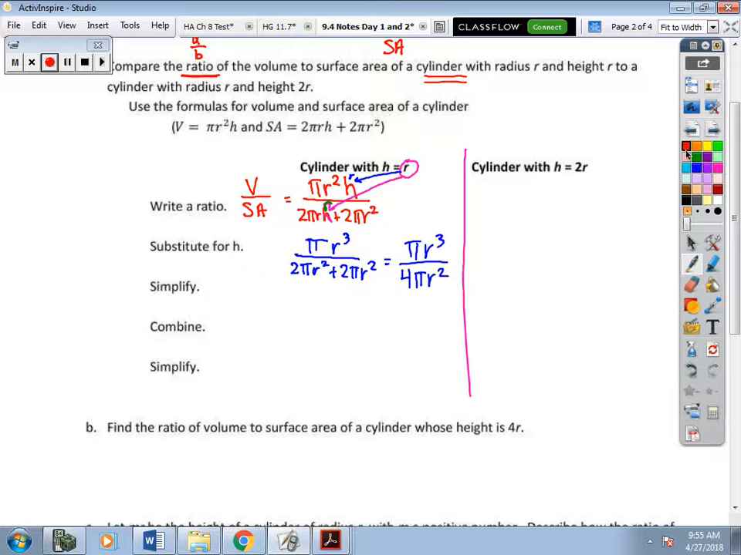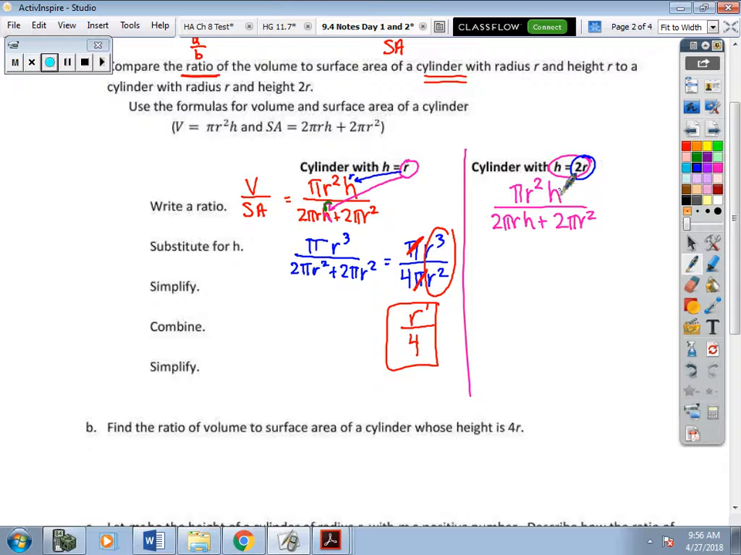And then we're going to simplify that. So the pi's will divide out. We can use our rules of exponents here. 3 minus 2 will get me 1, a positive 1, so it'll stay up top. So I will get r divided by 4. So the ratio would be the radius just being divided by 4. Now for the cylinder with a height of 2r, so we're looking at twice the radius as being the height, we're going to use the same formula, same ratio. But this time we're going to plug 2r in for each h.